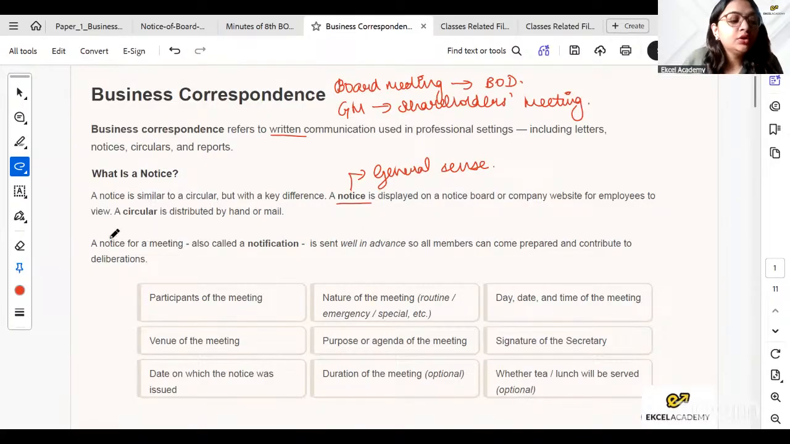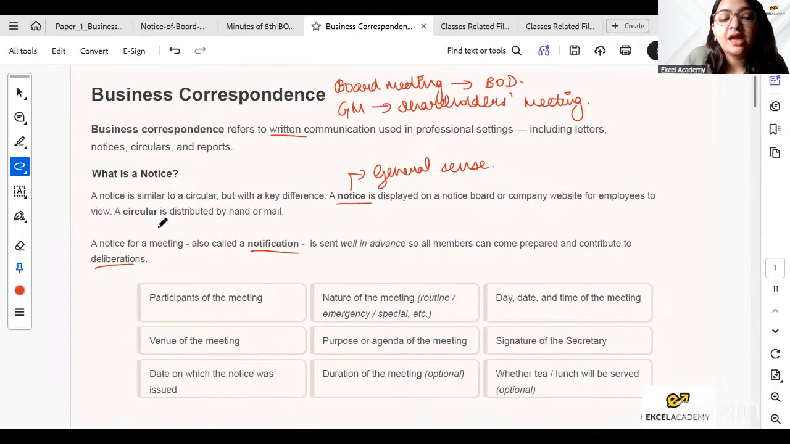All right. So a notice for the meeting, also called a notification, is sent well in advance so all members can come prepared and contribute to the deliberations, right? So let's say, for example, one of the items of the meeting is discussion on the new construction project to be set up.